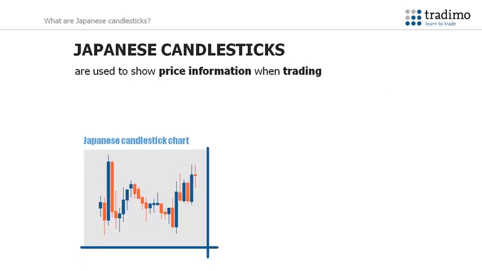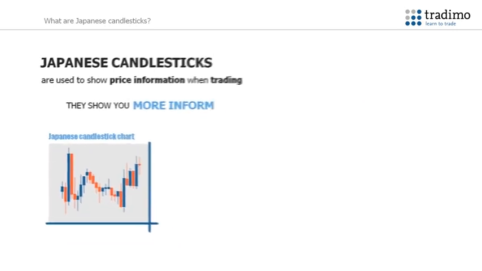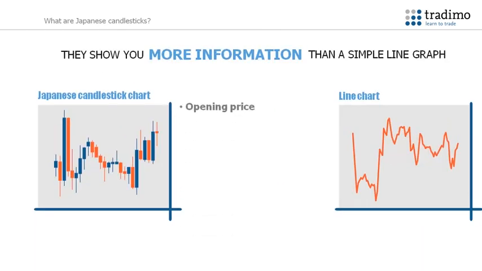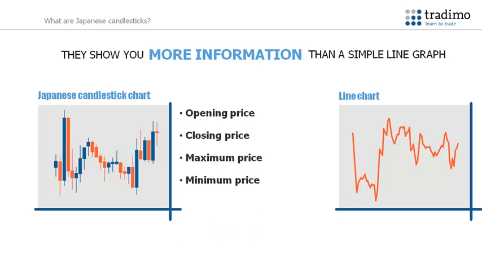Japanese candlesticks are used to show price information when trading. A Japanese candlestick gives you more information than a simple line graph. Where the line graph just gives closing prices, the Japanese candlestick will also give you the opening price, the closing price, the maximum price, and the minimum price during a certain period of time.